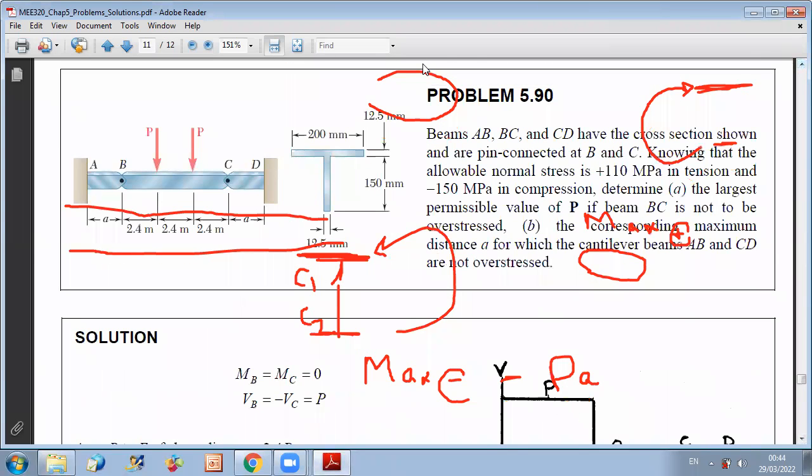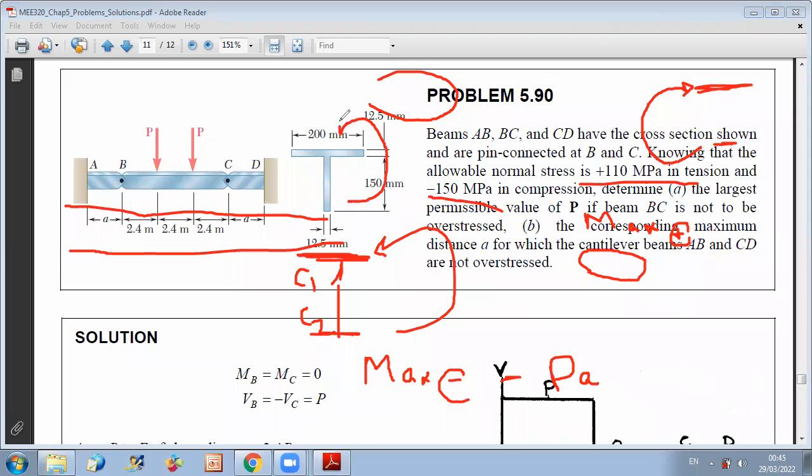Sorry, for tension you have 110 allowable stress. For compression you have minus 50. Since you are considering the case of a positive moment, you have the upper part in compression, so you use the allowable compression stress, which is 150, with I over Y of top. With the limit of tension, you will use I over Y of bottom. This will give you two maximum values that the bending moment should not exceed.